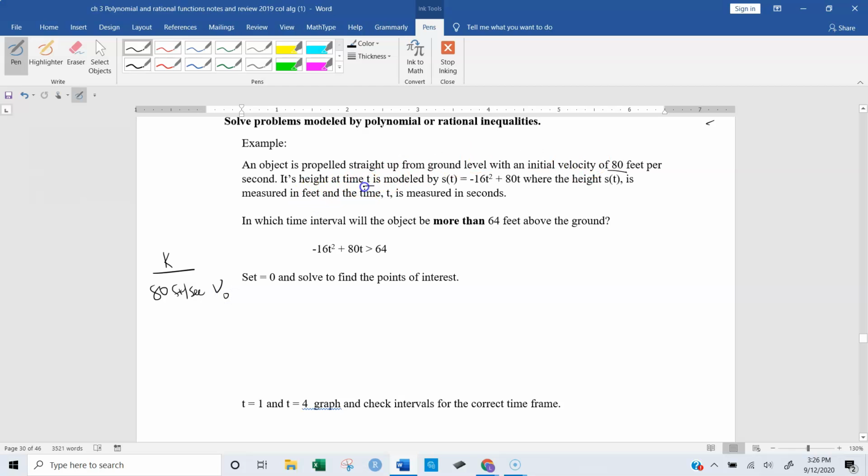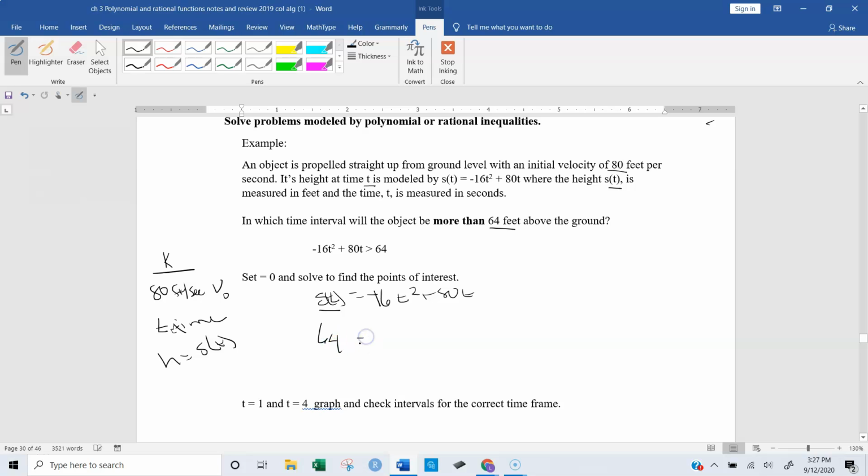Its height at a time t, so I know t is time, is modeled by, so they're giving me this formula. S(t) is equal to -16t squared plus 80t, for the height S(t), so I know height is S of t, measured in feet, and the time t is measured in seconds. In which interval will the object be more than 64 feet? So they're giving me height, and I know height is S(t).